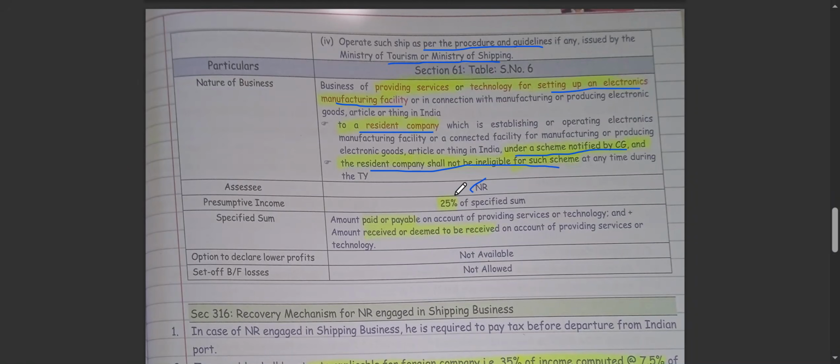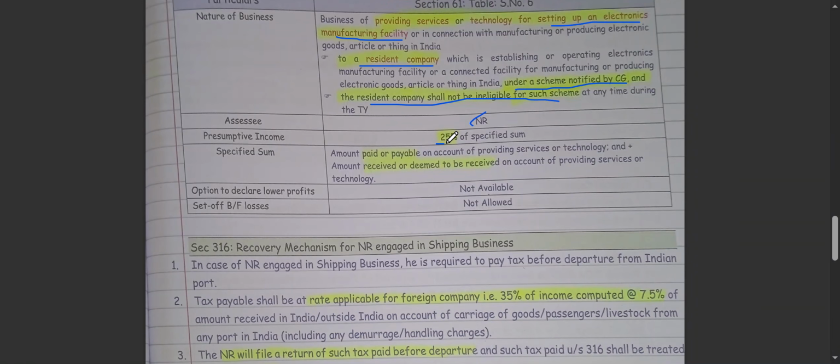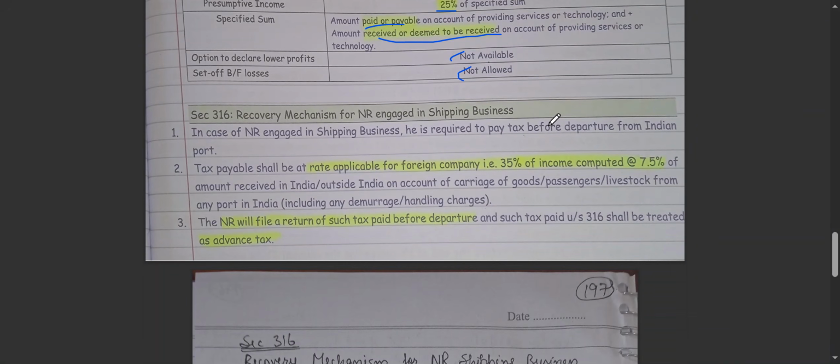They will have to calculate PGBP at 25% of the specified sum. In this case, again, the specified sum is paid or payable, received or deemed to be received. Again, the option to declare lower profits is not available, and set off of brought forward losses is not allowed.